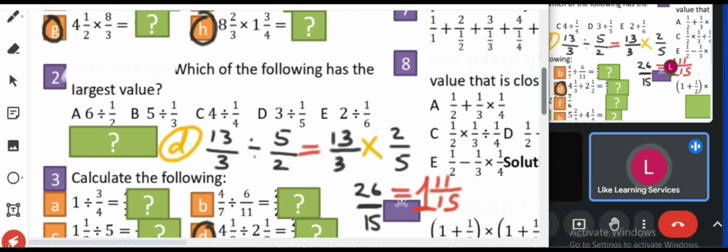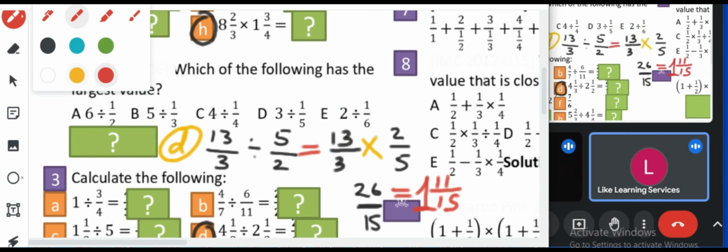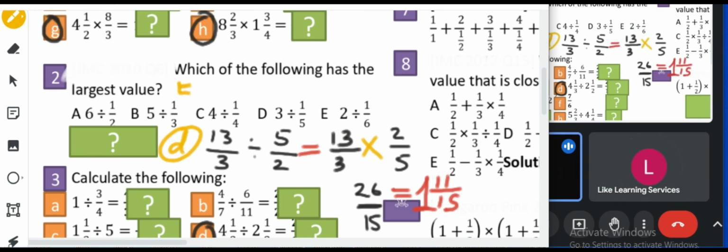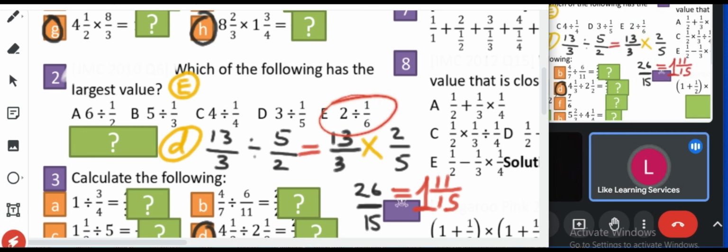Alright, can you try this one? Which one can I ask you to do? This E. Let's just do this E here. Sorry, let me write it in yellow. 2 divided by 1 over 6.